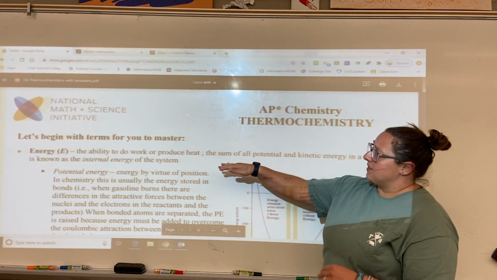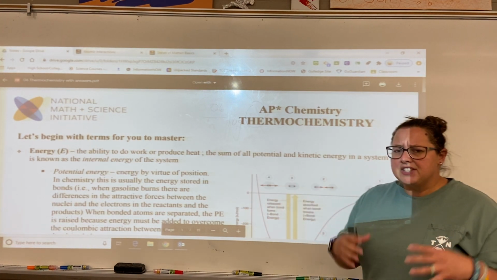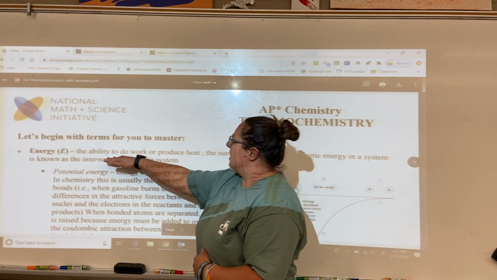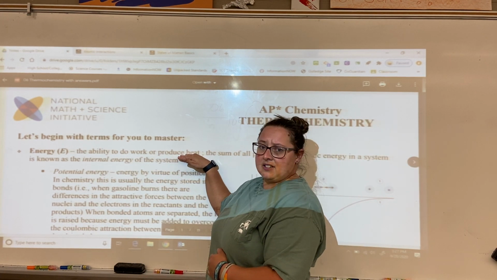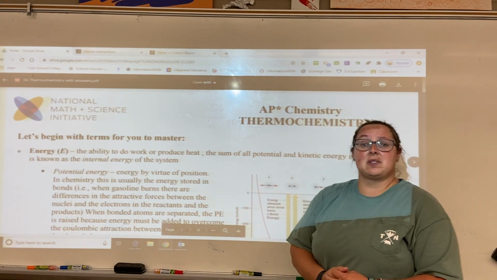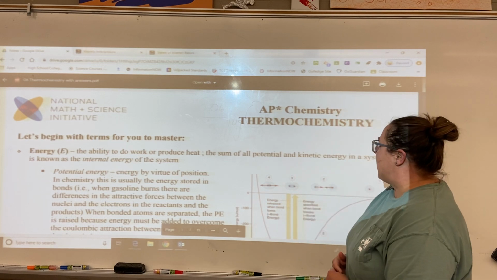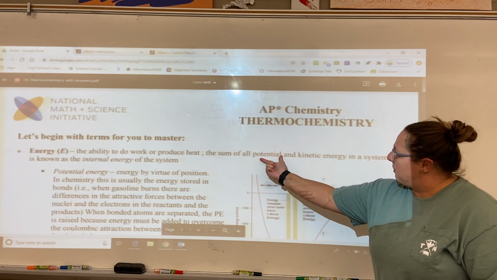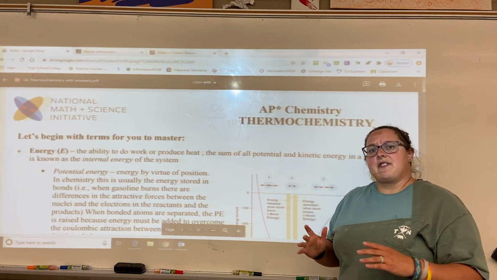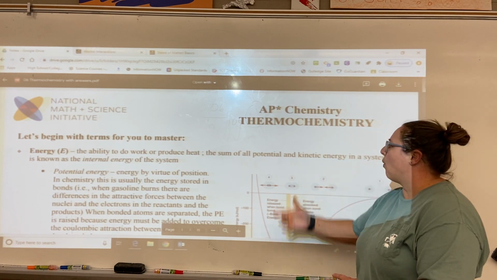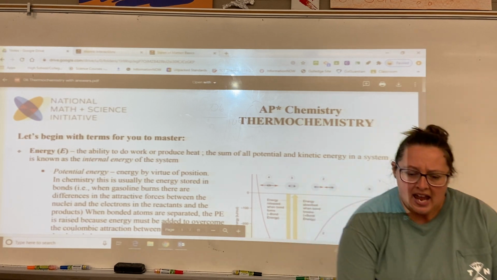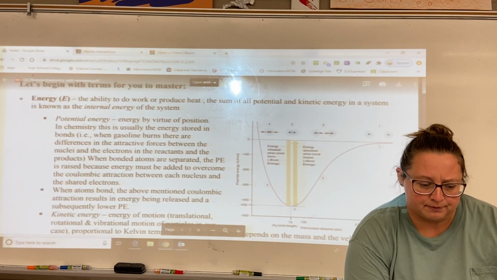And so let's first define energy in terms of chemistry and then go from there. Energy is the ability to do work or produce heat. We're going to be calculating a lot of different forms of energy throughout this unit. And if you see here, it says sum of potential and kinetic energies in a system. So we've got to understand from a chemistry standpoint, what are the potential energies, what are the kinetic energies? And that's going to take us down to this graph.